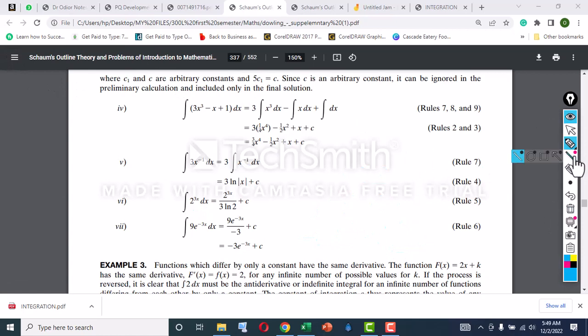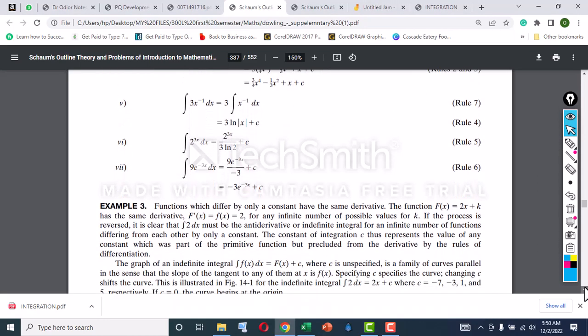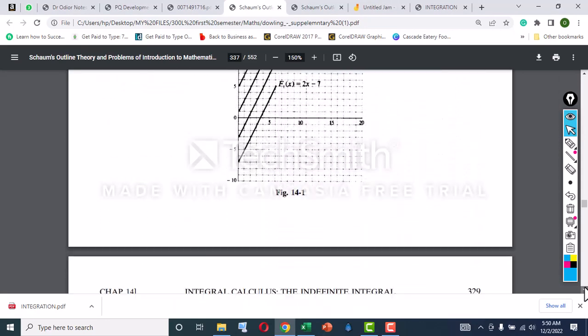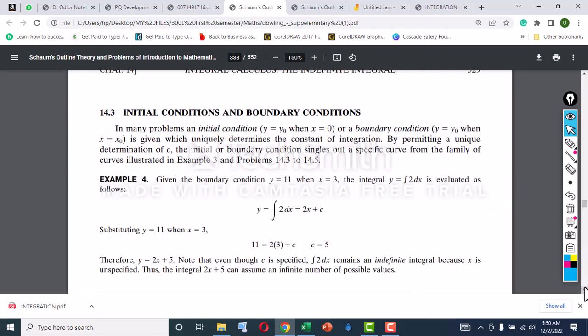That's actually the basic things you need to learn in integration. You will still see some questions which will be a combination of all these rules. Just try them out, and I'm very sure you are going to get them right. There's something else I want to mention here, the initial and the boundary conditions. Now this initial and boundary condition is used for us to get our C.